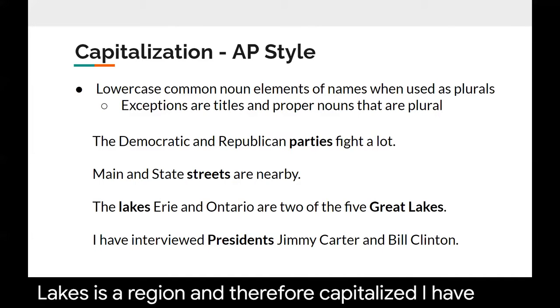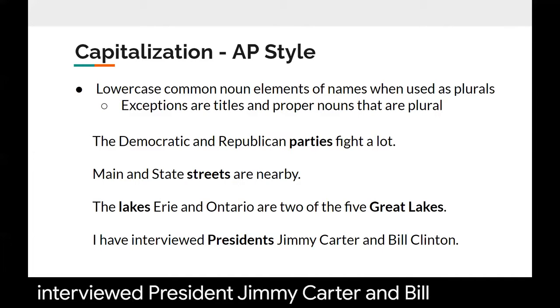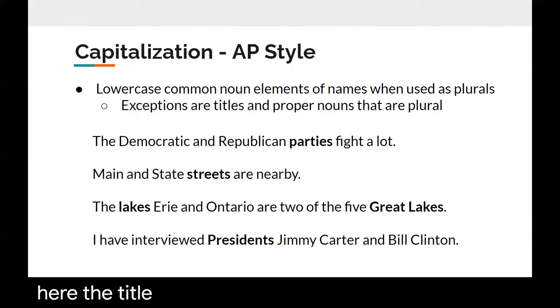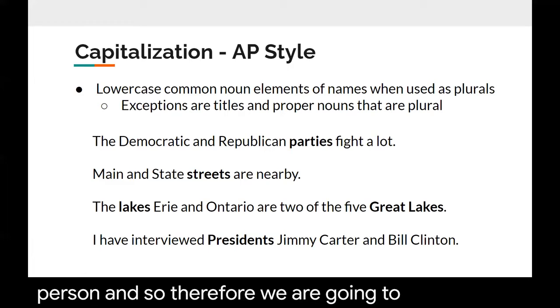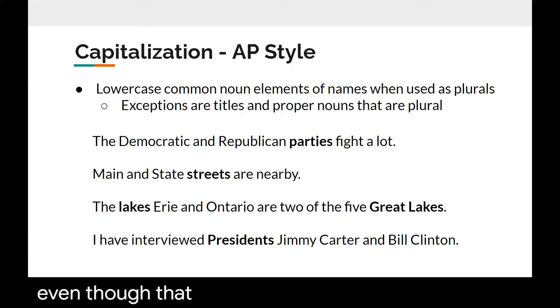I have interviewed Presidents Jimmy Carter and Bill Clinton. Here, the titles are plural, but the title refers to each person, and so we are going to capitalize it even though that title is plural.